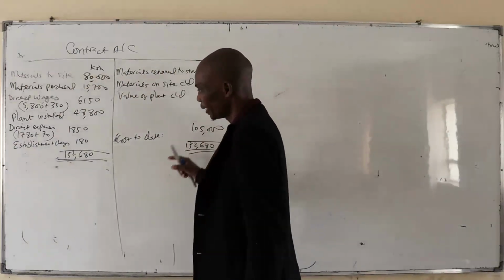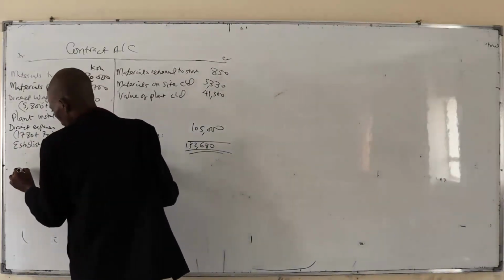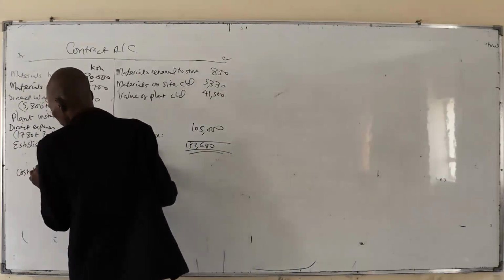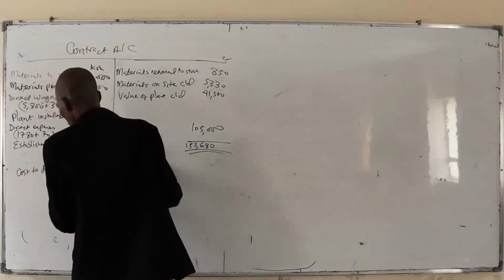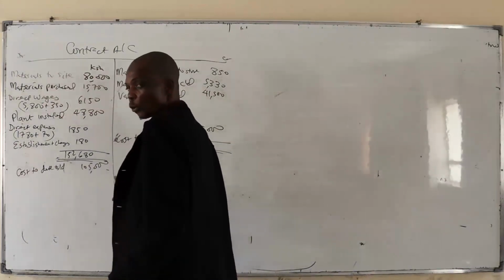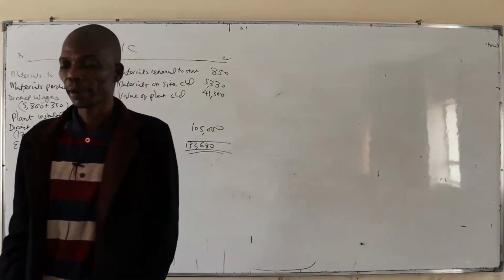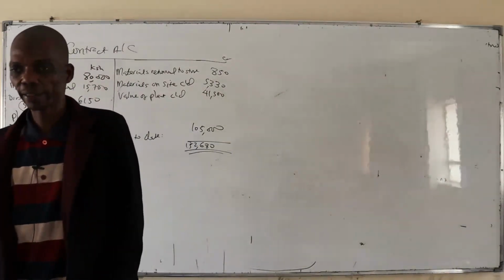Now this cost to date, you bring it down here. Cost to date brought down is 105,000. And again, we want to compare the cost that we have incurred this period plus the value of the work that we have done.